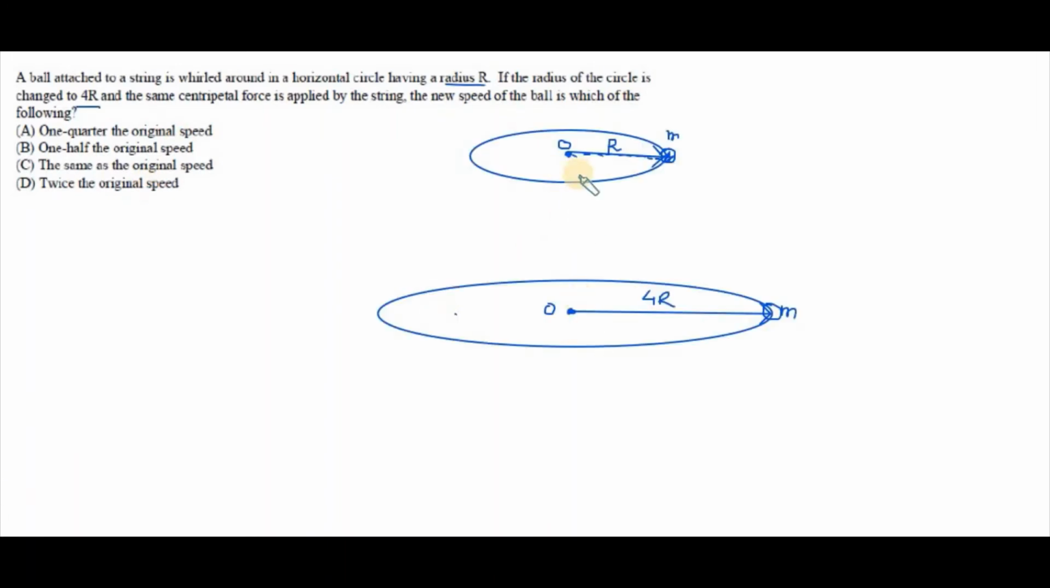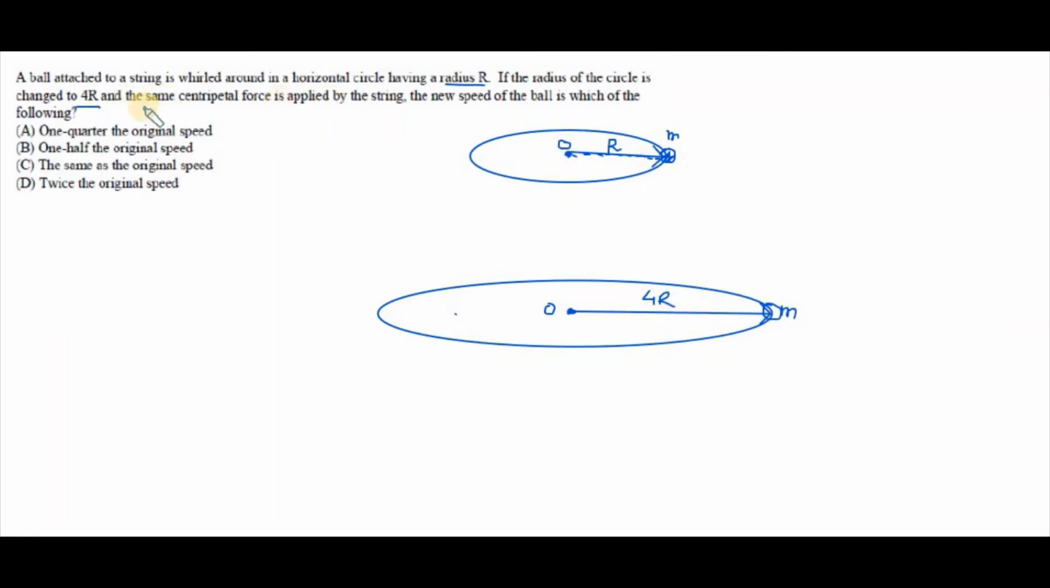So in this question, it's given that a ball attached to a string is whirled around in a horizontal circle having radius r. If the radius of the circle is changed to 4r and the same centripetal force is applied by the string, the new speed of the ball is which of the following? So here we have two diagrams. In the first case, the radius is r and the mass of the ball we have considered is m. It is revolving with respect to the center O.